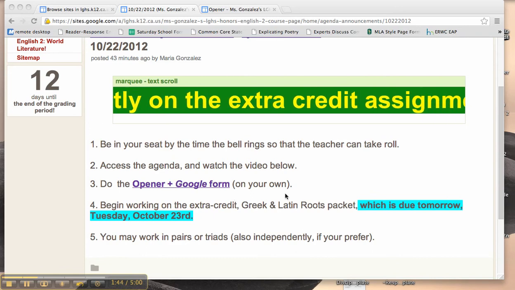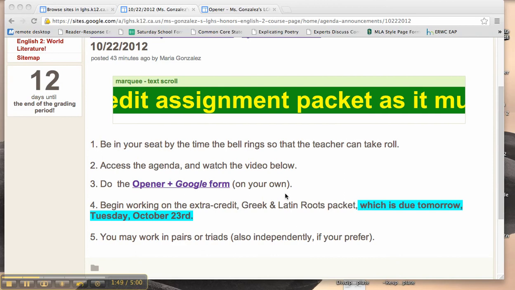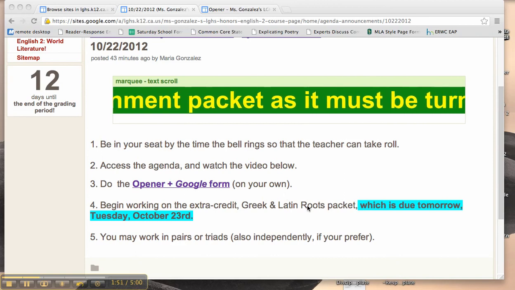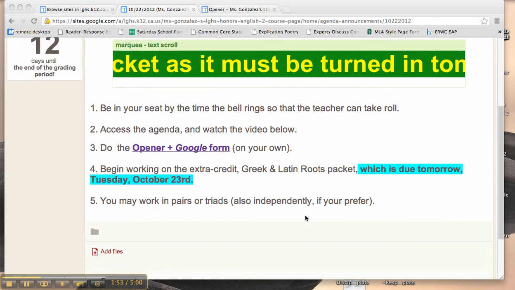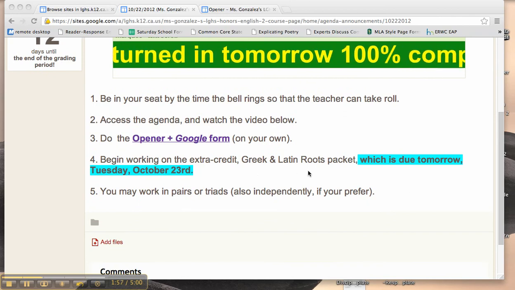It's on your own. You don't need a timer. As soon as you're done practicing your words, you right away start the Google form. You finish it up. But what I really want you to notice here is this: begin working on the extra credit Greek and Latin roots packet here, which is due tomorrow, October 23rd.